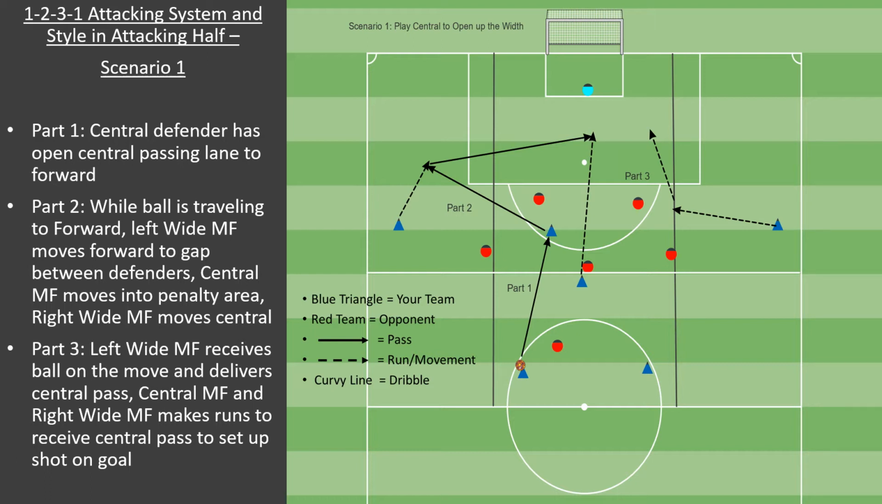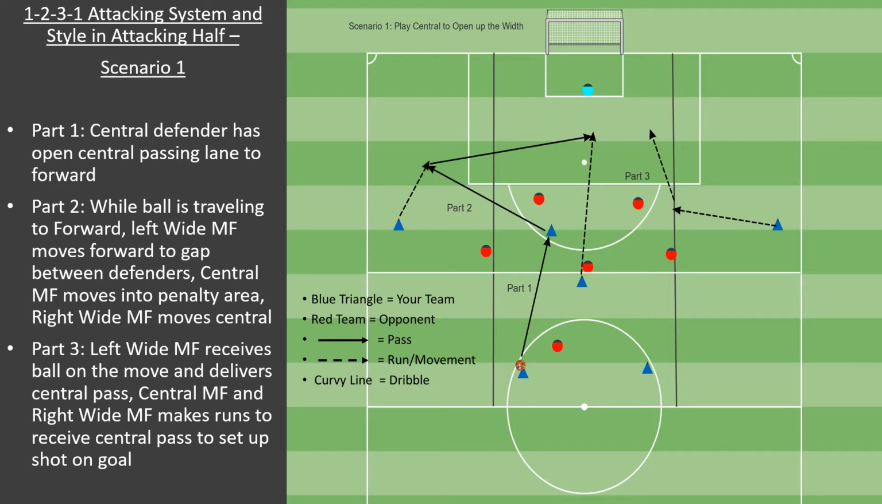So the first scenario that we have here on the attacking side of the field is trying to play central to open up wide space. That's what we have here. So in this situation, the opposing team is allowing a pass to go central. You can see that from the part 1 arrow, right? Part 1 next to the arrow into the forward, right? So that's a pass to the solid line.